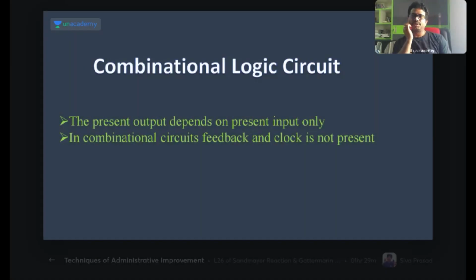Good morning, all of you, and we are discussing combinational circuits. Last class we completed adders and subtractors. We have seen parallel adders. Let's continue our discussion. Today's class we will talk about multiplexers.